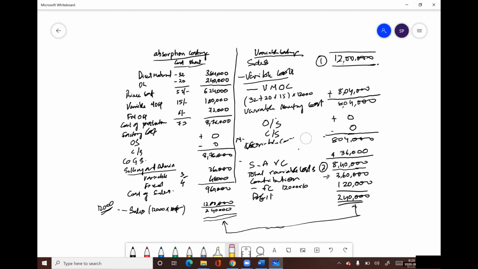Sir, if they have given production units at 12,000 and they have only sold 9,000 units, what do you have to do at that time, sir? I'm going there. Okay. Manufacturing variable costs. Manufacturing variable costs and this.